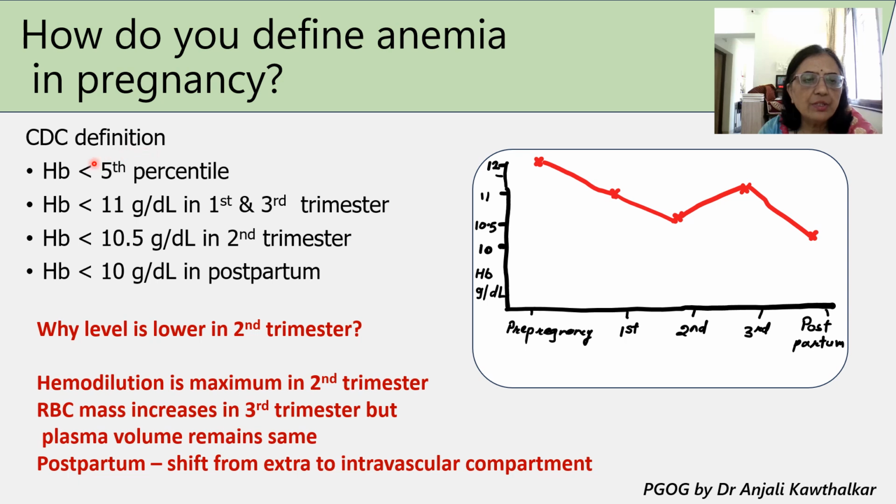The CDC definition is hemoglobin which is less than 5th percentile, and it comes to normal hemoglobin, the cutoff is 12 gram per dl in a female, whereas in pregnancy, first trimester and third trimester, cutoff is 11 gram per dl. That means anemia is present if hemoglobin falls and it is less than 11 gram per dl. Second trimester, it is less than 10.5 gram per dl, and postpartum, it is less than 10 gram per dl.